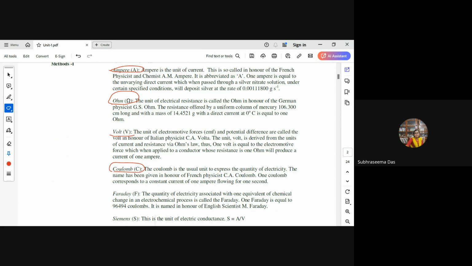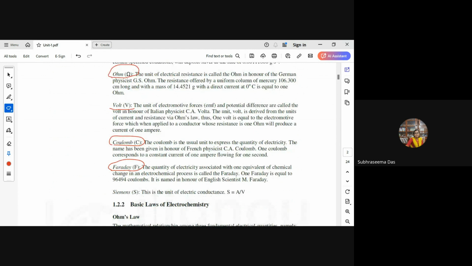Next is a very important unit that we call Faraday. We represent it by capital F, and it is defined as the quantity of electricity which is associated with one equivalent of chemical change in an electrochemical process. This Faraday is particularly concerned with an electrochemical process, and one Faraday equals 96,500 coulombs. Faraday is given in honor of the scientist M. Faraday, and it is represented by capital F.